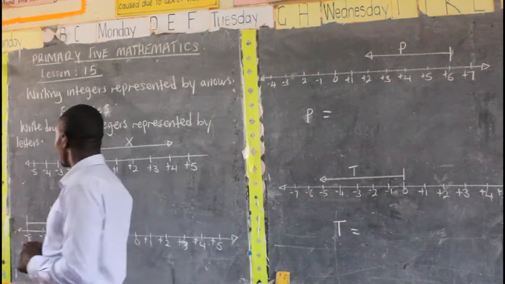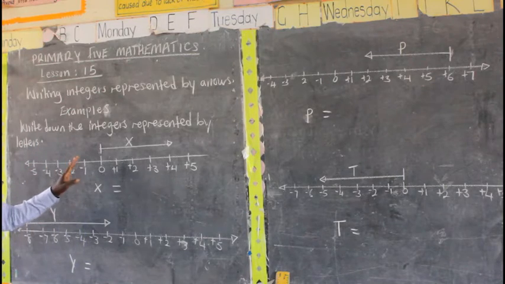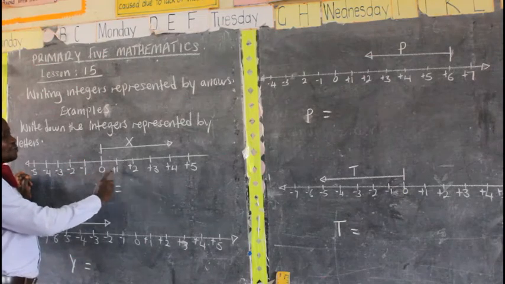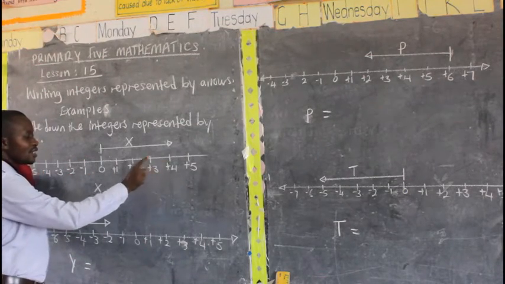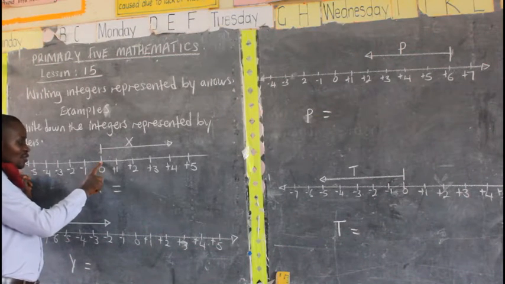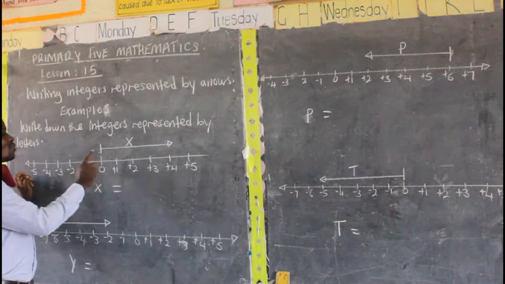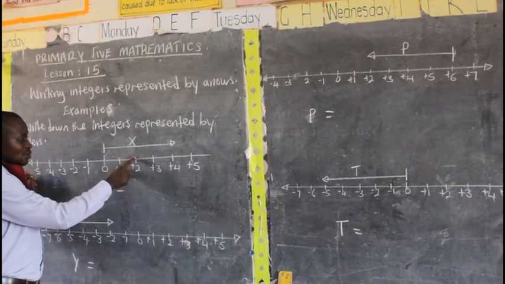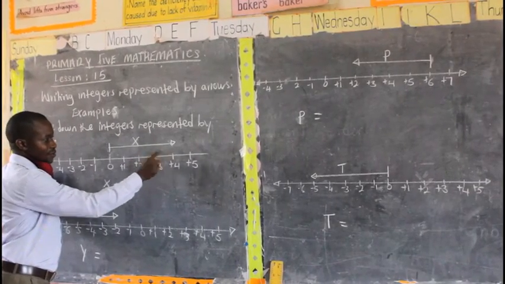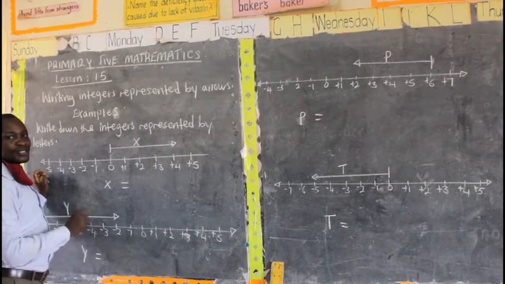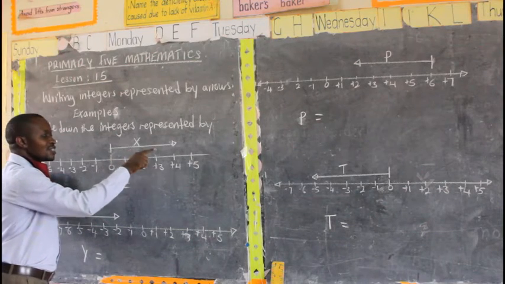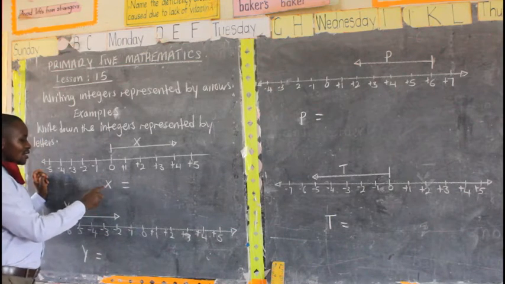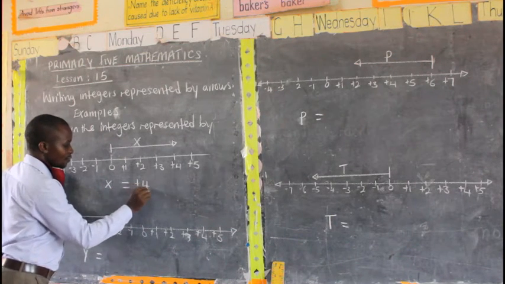Now let us look at example 1. In our example 1, we have arrow x. Arrow x is beginning from 0 up to +4. Therefore, we are going to count from here. When you are counting, don't say that 1 is from here. No. You say this is it. 1, 2, 3, 4. And 4, is it positive or negative? The arrow is pointing in a positive direction. So the answer is +4. Arrow x equals +4.